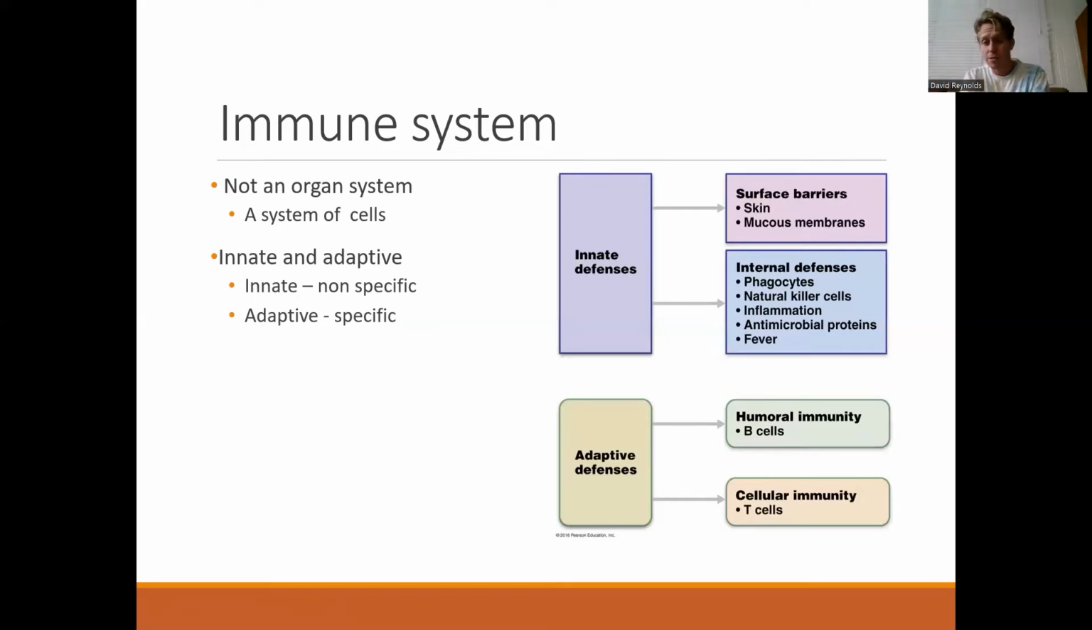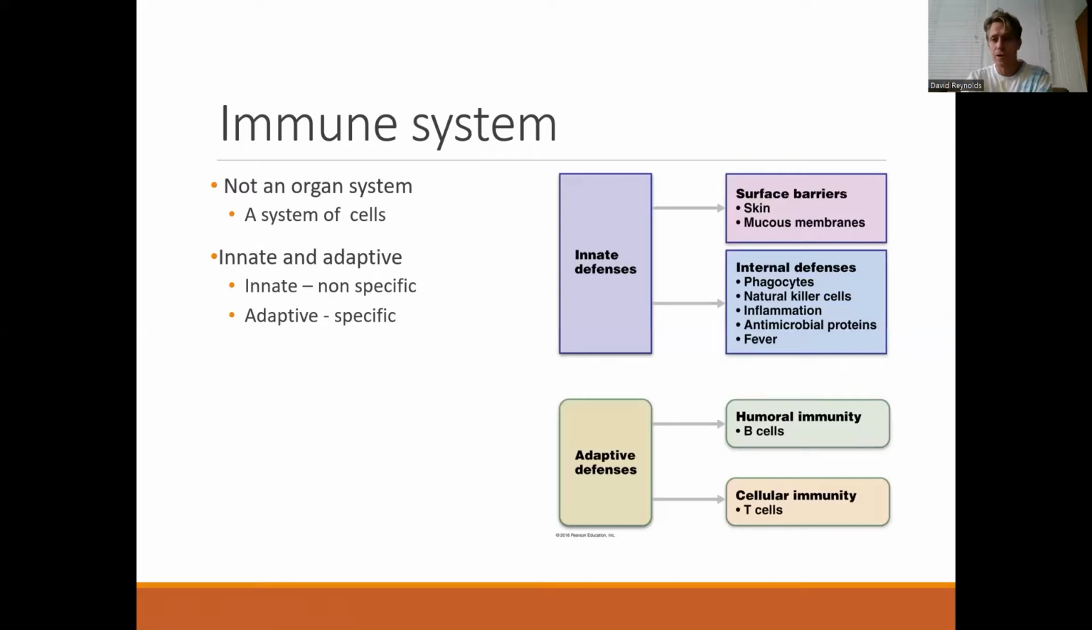So things like your skin are a great example of a surface barrier, or the mucosa, the mucous membrane that is around your hollow organs, all the epithelial cells. They're there to create a barrier between the lumen and whatever tissues are outside the barrier, again preventing any pathogens from getting through. But once a pathogen does get through these barriers, then the internal defenses turn on.